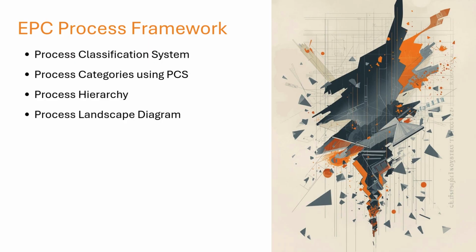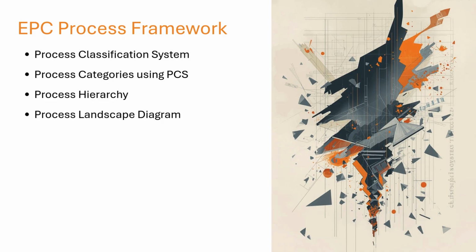EPC process framework consists of 4 elements, and let us understand it in brief and to the extent it is required. The element 1 is process classification system. What classification system do you use? That is the grouping method. One such method we covered in episode 4 of series 1. What we discussed was core, support and management process groups. So this is what component 1 talks about: how do you classify your processes?